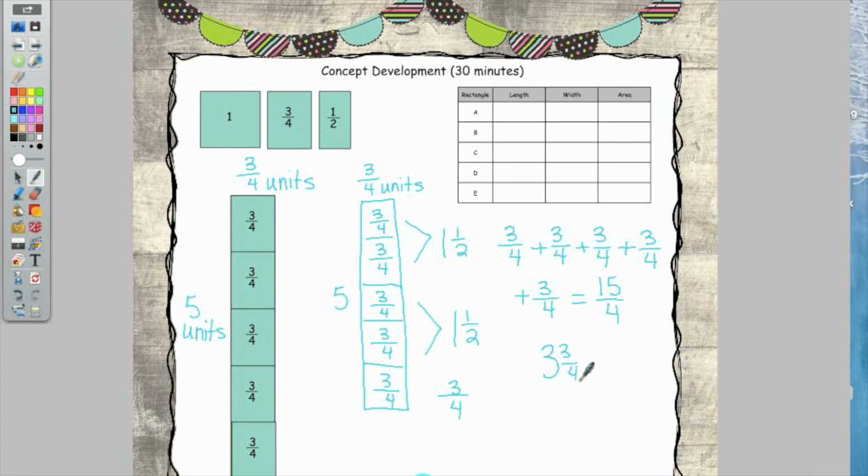Okay, so here's what I'm going to write. For rectangle E, I'm going to write 3/4 units times 5 units equals 3 3/4 units squared. Okay, we'll finish tomorrow with the problem set.